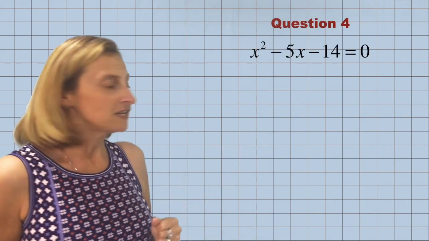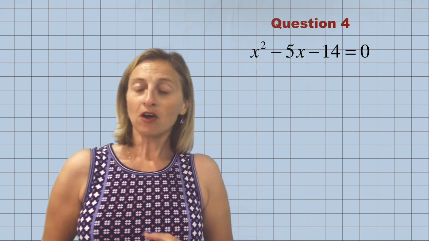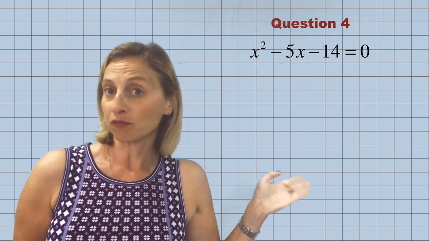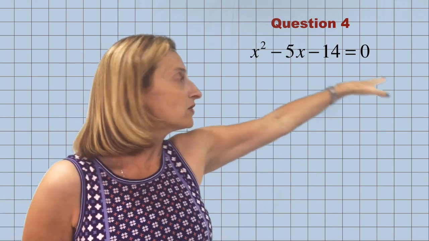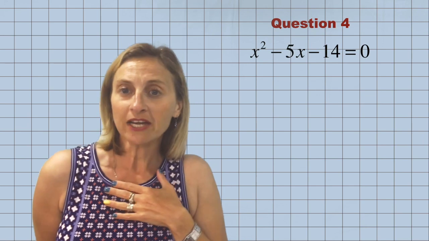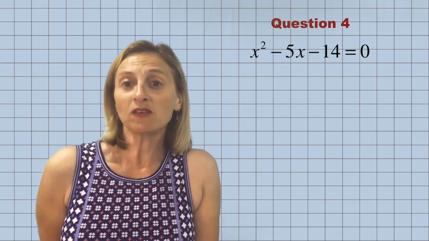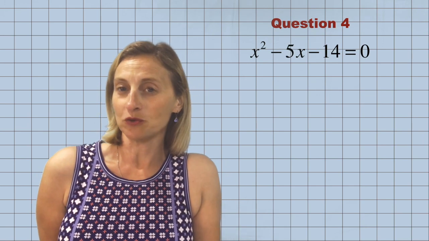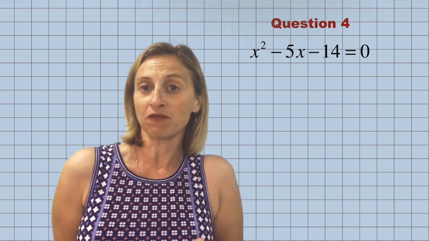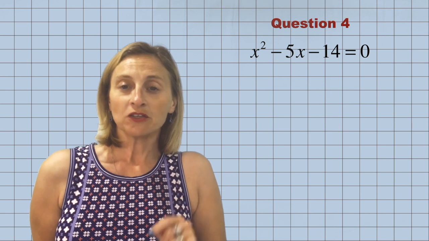Question number 4. X squared minus 5x minus 14 equals 0. Of course, if you don't understand how to spot which method to use, you could always just use the formula here because it's really nicely in the right form. Ax squared plus bx plus c equals 0. But I like to see if it factorizes first, because I think that factorizing is a lot easier than using the formula sometimes, because at the end, the simplifying in a quadratic formula can be quite difficult. So let's have a look.